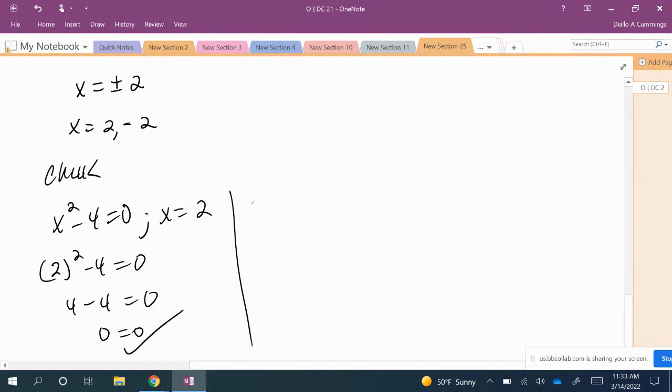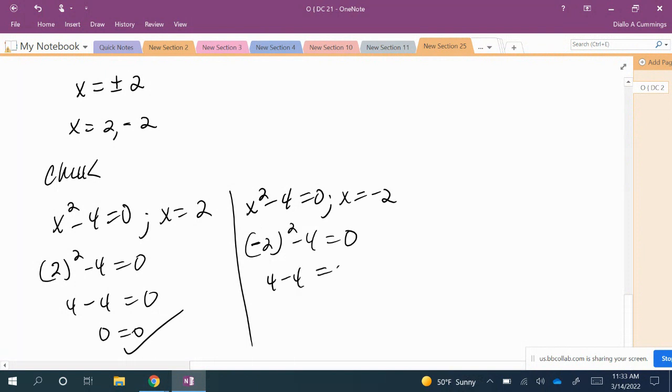I could also substitute in negative 2. So I'm going to substitute x for negative 2. All right, so when you square negative 2, negative 2 times negative 2 is a positive 4. All right, so in fact, negative 2 is a solution.